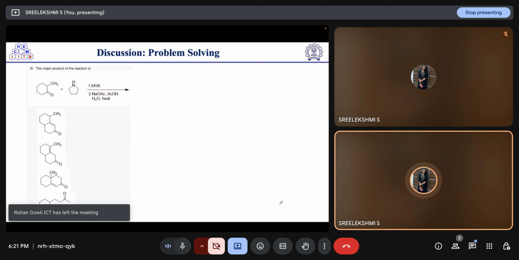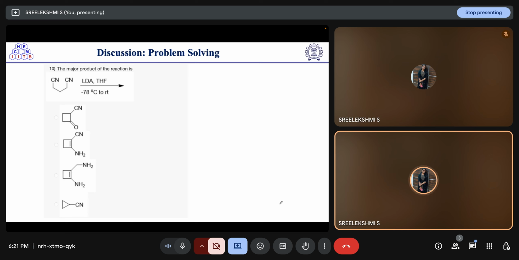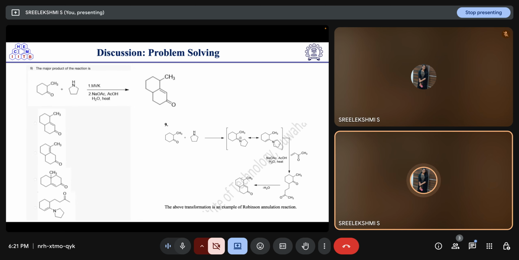Maybe we can discuss two more questions since time is there. The first one is the major product of the reaction. This particular compound, when we are treating with this amine in the presence of methyl vinyl ketone and sodium acetate, acetic acid, water, heating condition, what will be the product? I have given the answer here. First with this amine, iminium ion formation is taking place, which can exist in this enamine form as well. Then the nitrogen lone pair will push over here, and this can attack over this 1,4 position.